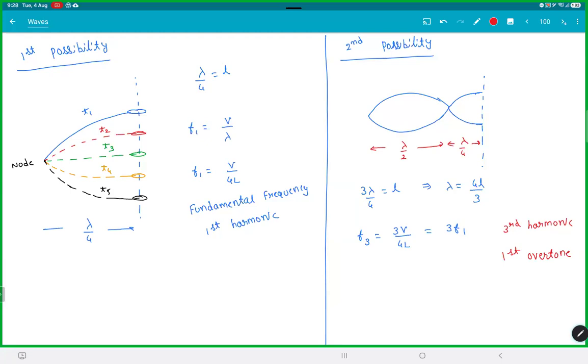So overtone's definition is very simple. After the fundamental, whatever you hear next is the overtone. You're getting the catch? So after the first possibility, which is this frequency, there is no F2. You directly got F3. You got 3 times the F1. What is the definition of a harmonic? Harmonics are multiples of fundamental frequency. So whatever is the fundamental frequency, its multiple is called harmonic. What is overtone? The frequencies which you hear after the fundamental are called overtones.